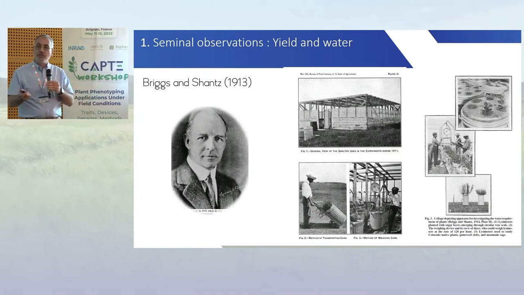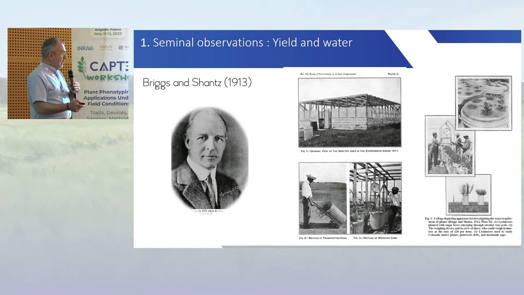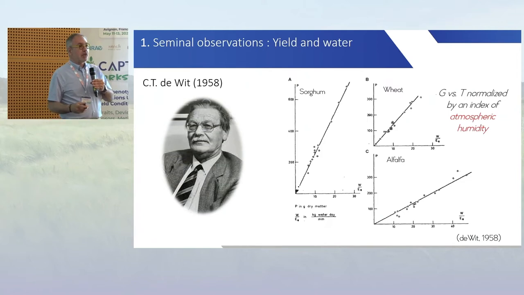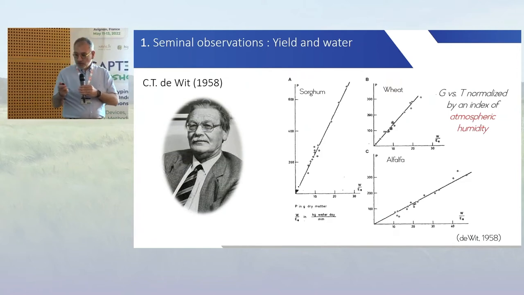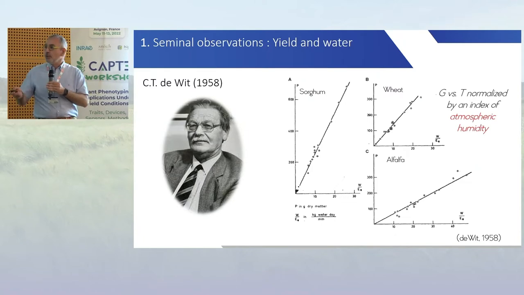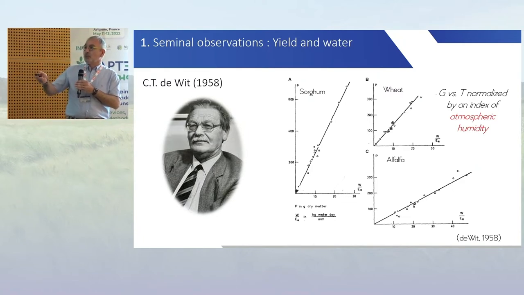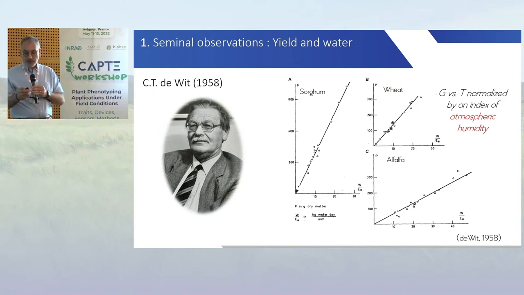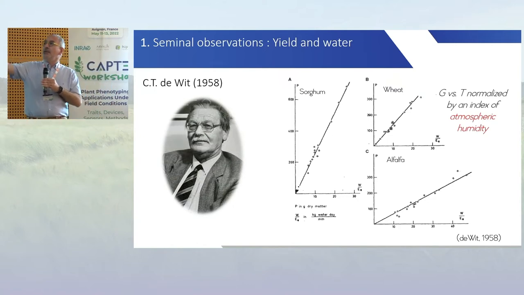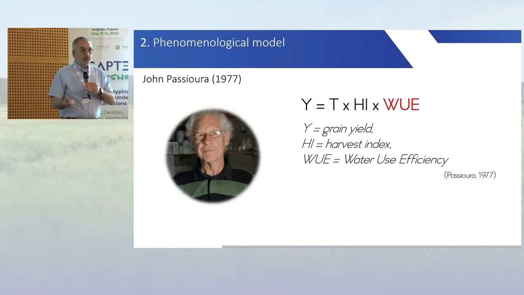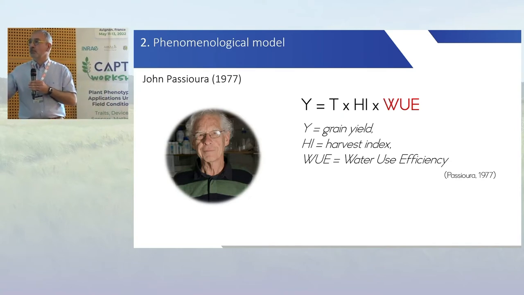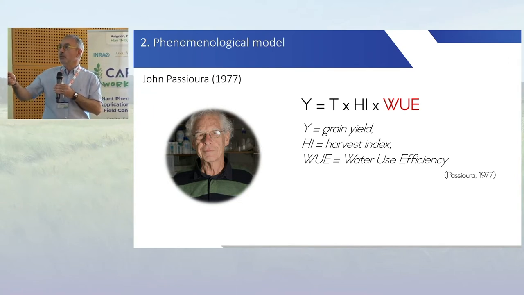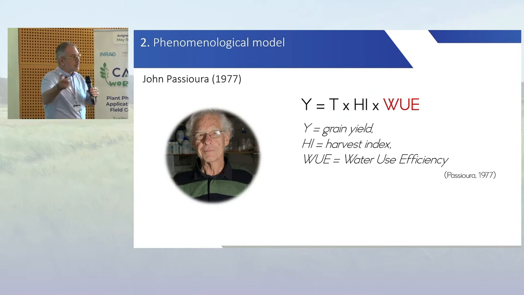So basically, there was an observation about how yield was affected by water use. And later on, a very important work by de Wit in the Netherlands, where he took a series of experiments and plotted growth and yield versus the transpiration, and importantly, that was normalized by an index of atmospheric humidity. And you can see that this is quite well conserved in sorghum, wheat, and alfalfa. Of course, what changes a lot is the slope of these graphs. And I'll come back to this later on, and most importantly, to the fact that he took into account the atmospheric humidity. Later on, Passioura came up with a model that accounts for yield as the amount of water that has been used times the harvest index plus a term called water use efficiency that everyone knows.